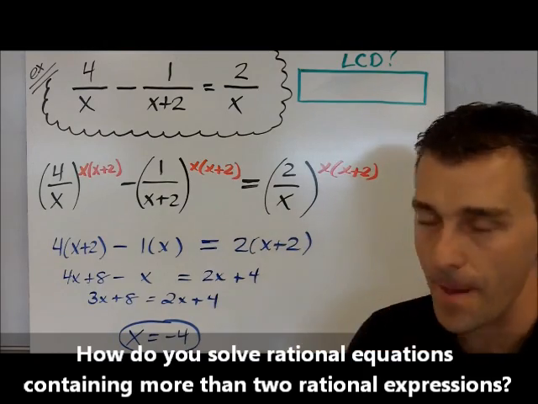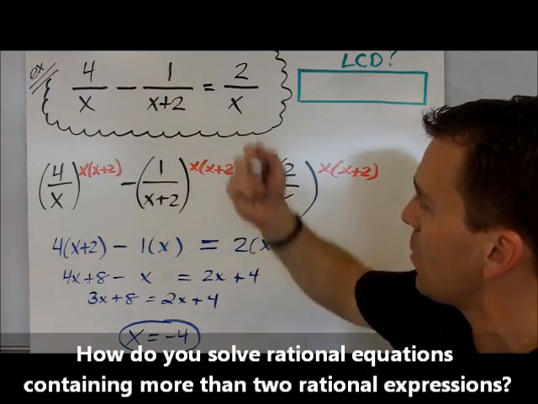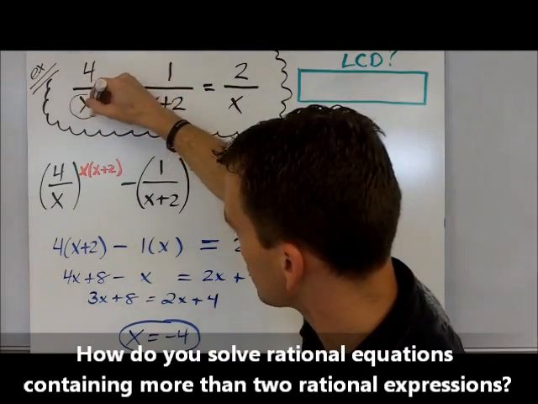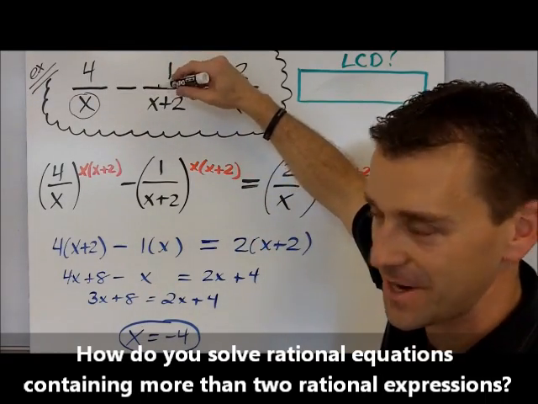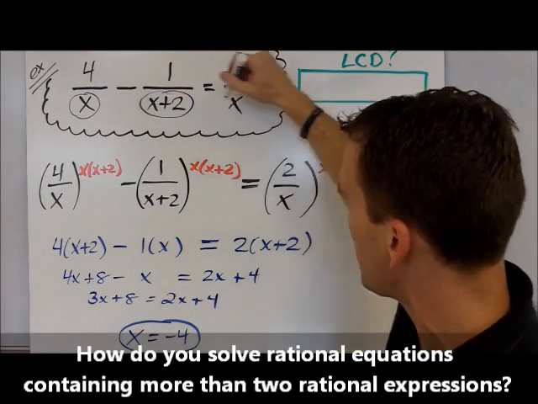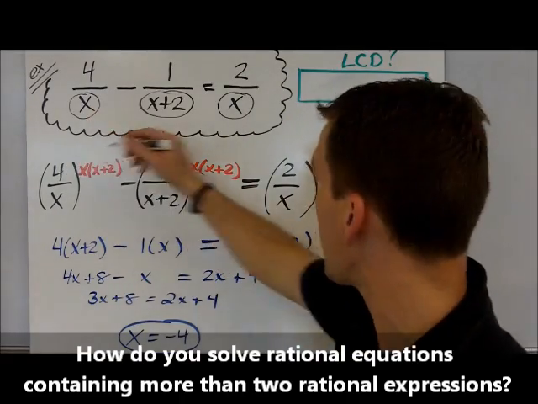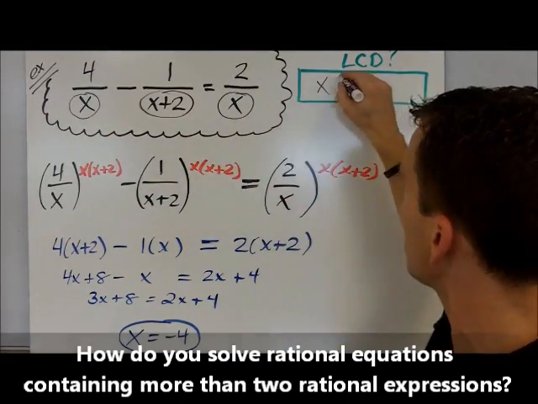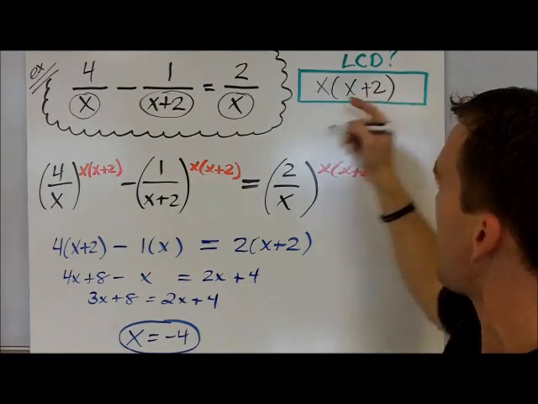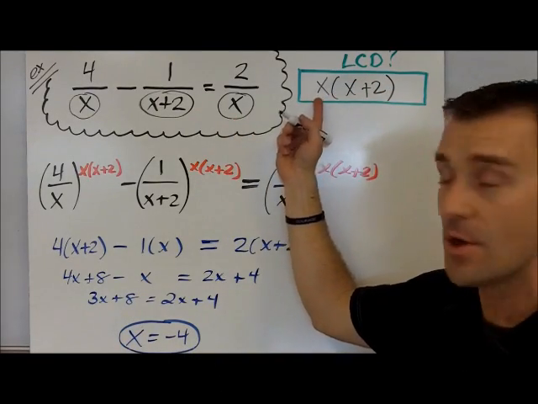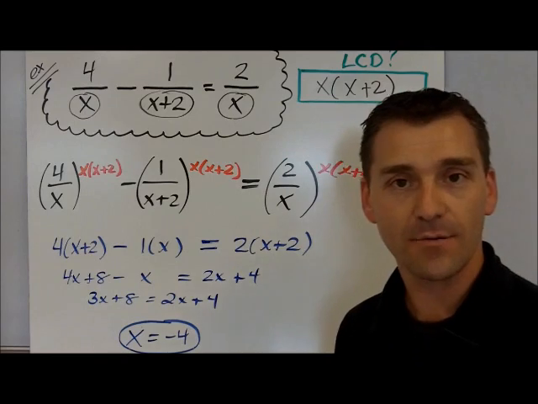So step number 1, I must find my LCD. Well, here is one of my denominators. Here's another denominator. Here's the other denominator. My LCD then would have to include an x and another factor of x plus 2 and a factor of an x, but I already have it right here. So my LCD is that guy right there.